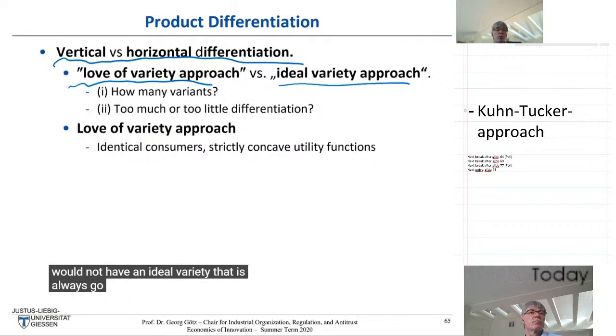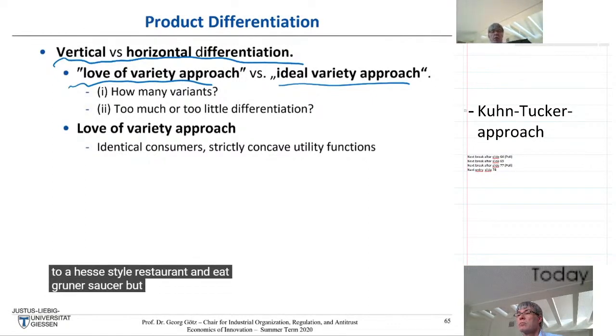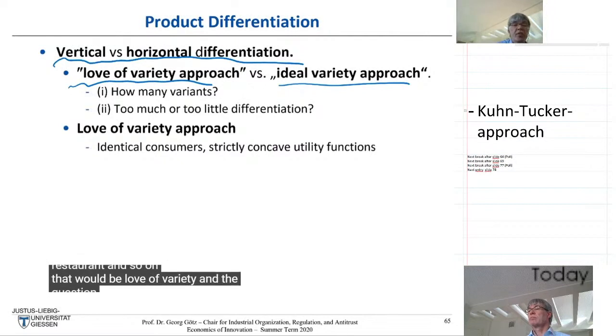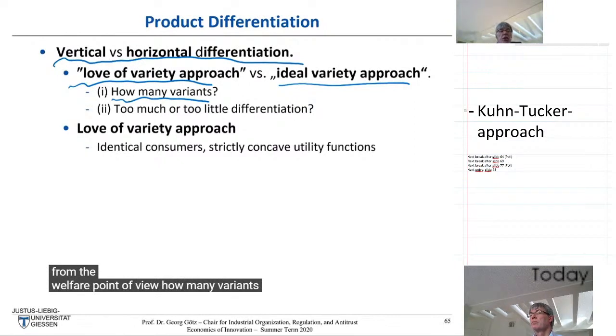That is, always go to a Hesse-style restaurant and eat grüne Soße, but they would go one time to a pizzeria, the next time to a Greek restaurant, then a Chinese restaurant, and so on. That would be love of variety. And the question is always here, how many variants? That's the question from the welfare point of view. How many variants should we have?